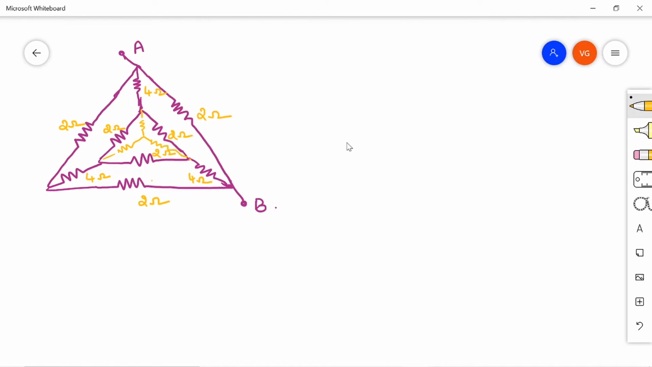So if you convert that inner delta to star, then what happens? These two resistors will be in series. Again, these two will be in series. These two will be in series. Then it will be easy for us to solve.